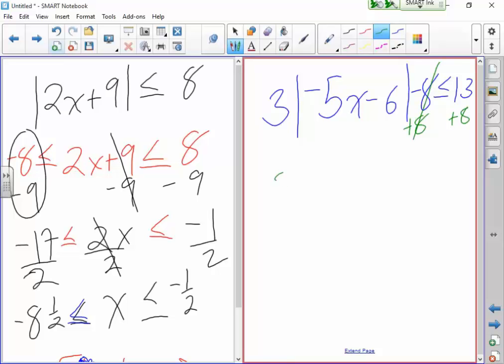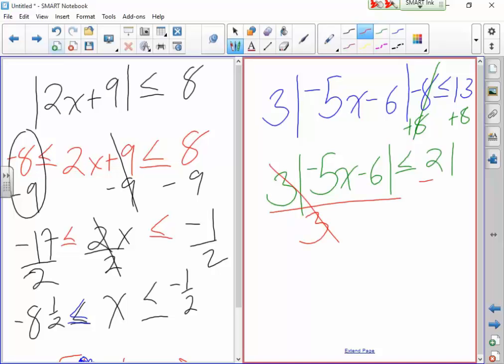21. So now I'm going to rewrite this: 3 and the absolute value of negative 5x minus 6. 21? Okay. Now what do I do? Divide by 3. I multiply by 1/3 or divide by 3. It is the same thing. So I can divide by 3, divide by 3. So now I have the absolute value of negative 5x minus 6 is less than or equal to what number? 7. Is everybody okay with this so far?